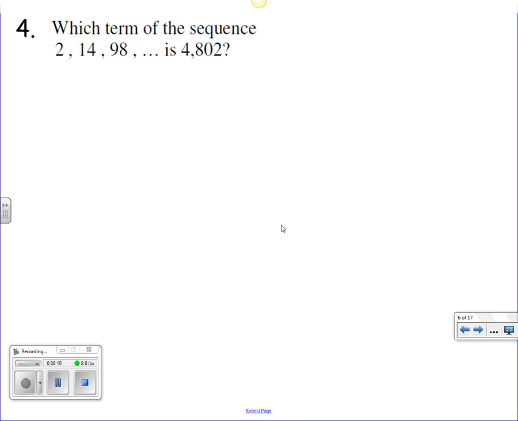Charlie, do I know what AN is? Yes. 4,802 goes in for AN. Mariah, what goes in for A1? 2. Kirsten, do I know R or can I figure it out? Good, I can figure it out.